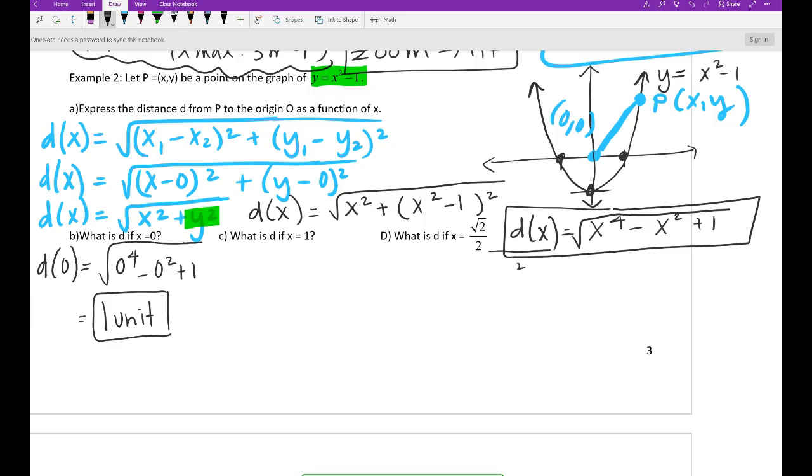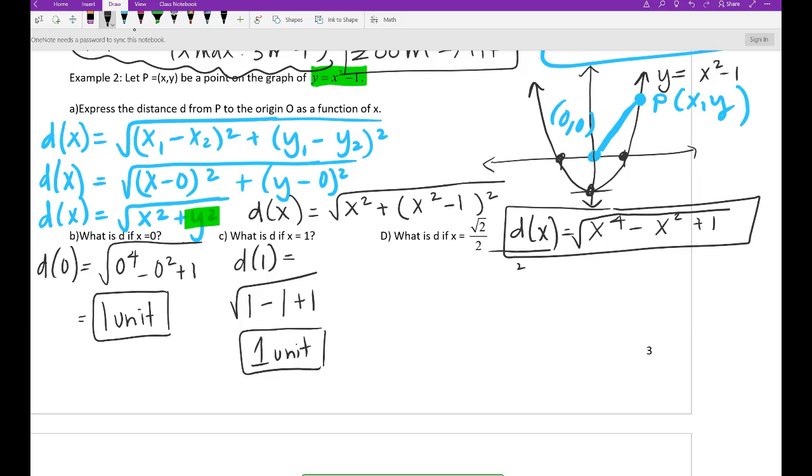What is D if x is 1? Also 1. You can plug it in. Okay, so you can go 1 to the 4th is 1, minus 1 squared is 1, plus 1 is 1, square root of 1 is still 1. Can you look at the graph and double check with visualize? When x is 1, which is right here, right class? The distance to the origin is 1. Look at that. Cool, right?